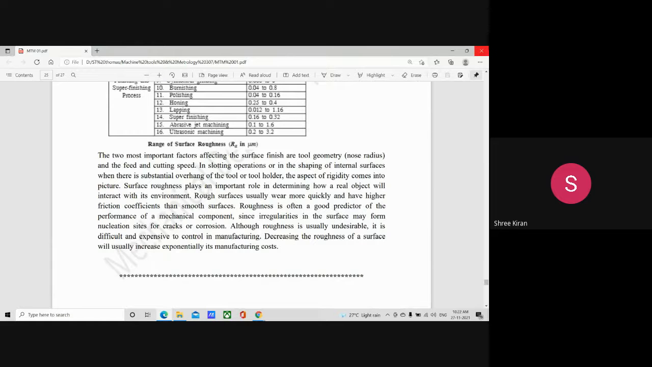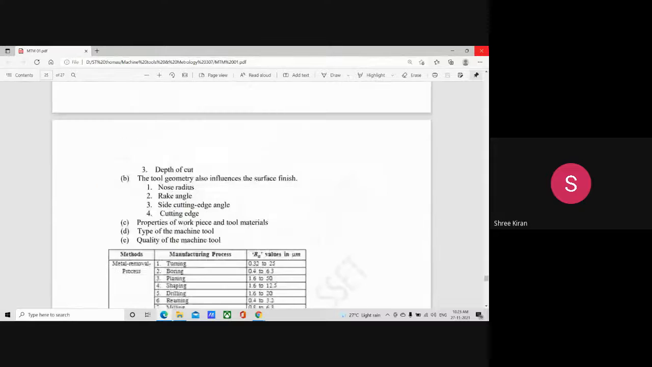A decrease in the roughness of surfaces will usually increase its manufacturing cost exponentially. And roughness is often a good predictor of the performance of a mechanical component, since irregularities in the surface may form lubrication sites or cracks and corrosion. So all this comes into the viewable aspects of surface finish, the factors which come into surface roughness.